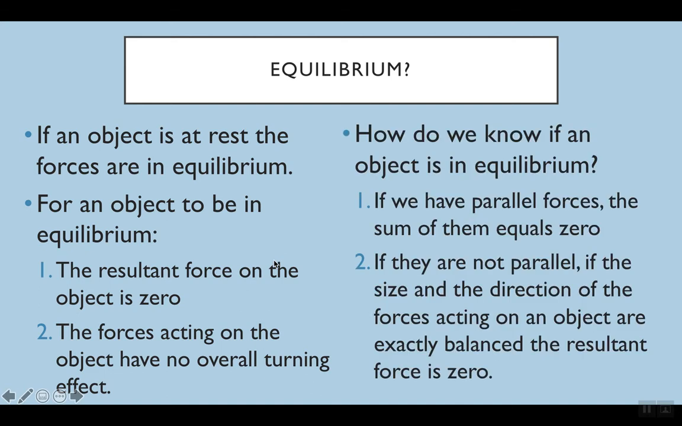So, kind of obviously, but how do we know if an object is in equilibrium then? If we have parallel forces, the sum of them equals 0. So when you add up the forces on something, they will add up to 0. And if they're not in parallel, if the size and the direction of the forces acting on an object are exactly balanced, the resultant force is 0.